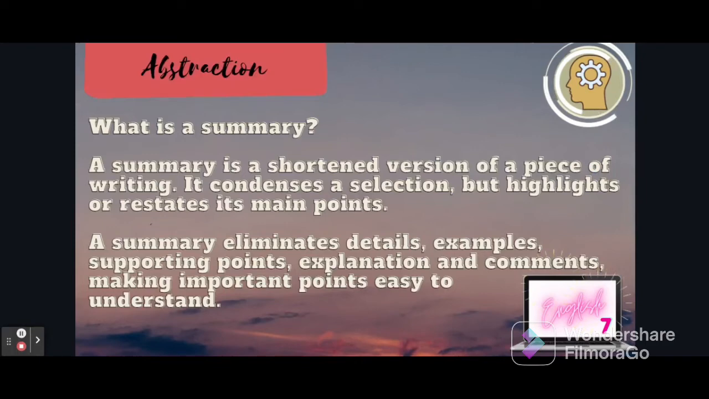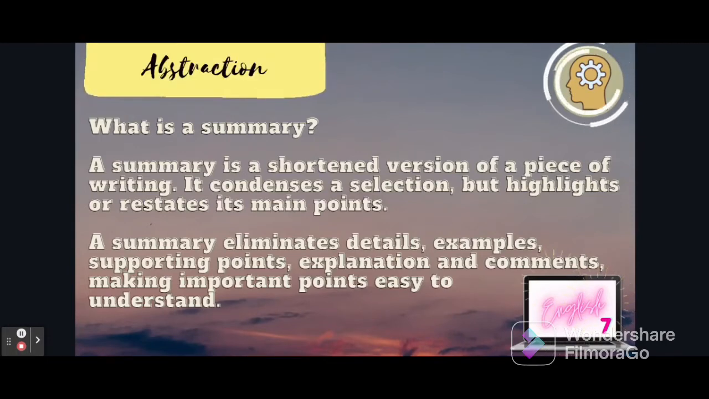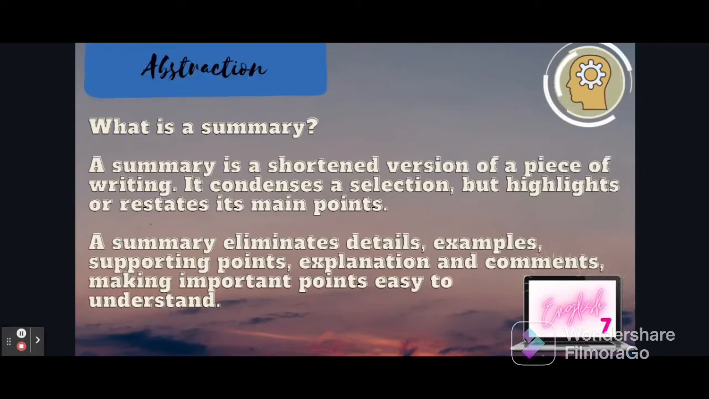What is a summary? A summary is a shortened version of a piece of writing. It condenses a selection but highlights or restates its main points. A summary eliminates details, examples, supporting points, explanation, and comments, making important points easy to understand.